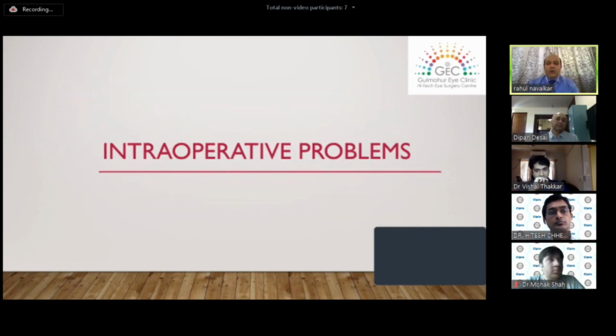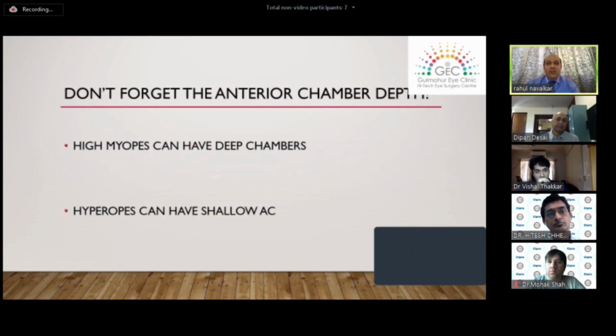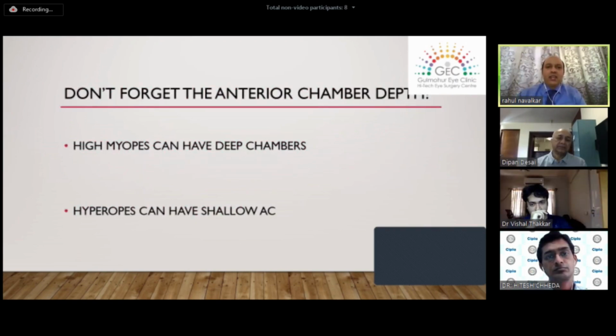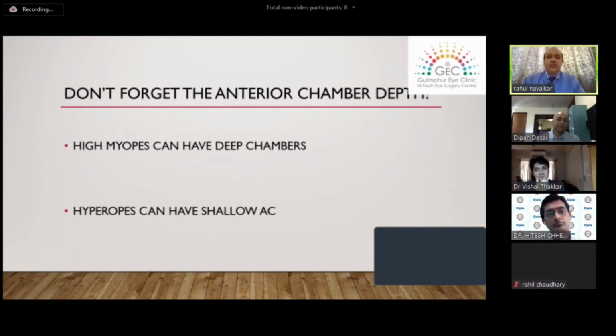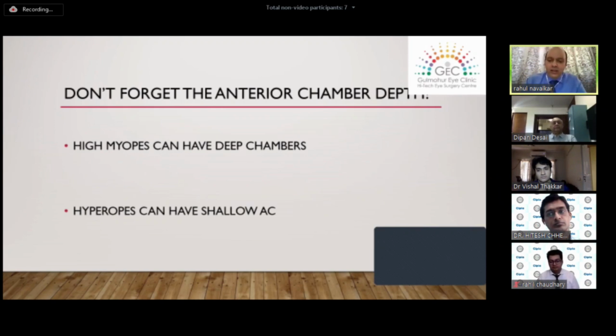What are the intraoperative problems which you're going to face? This is also going to be different for LASIK and for RK patients. This seems very silly to mention, but we cannot forget that high myopes, even though they've undergone successful LASIK, are still going to have very deep chambers, so whatever complications go along with that. And similarly for hyperopes, you have to look at the shallow anterior chamber aspect of it.